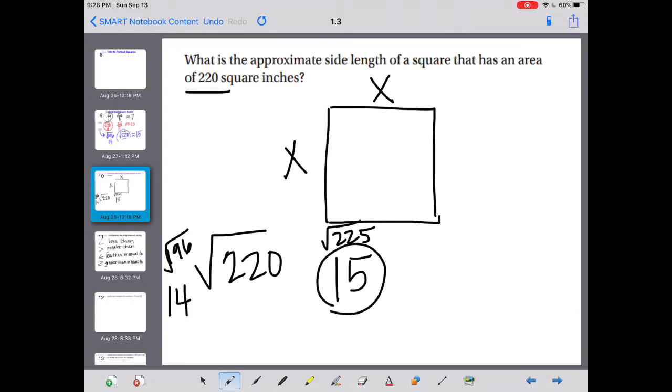This one happens to be closer to 15, so we could say that the approximate side length is about 15 inches. We know that it's actually going to be a little bit less, but they asked for approximate.